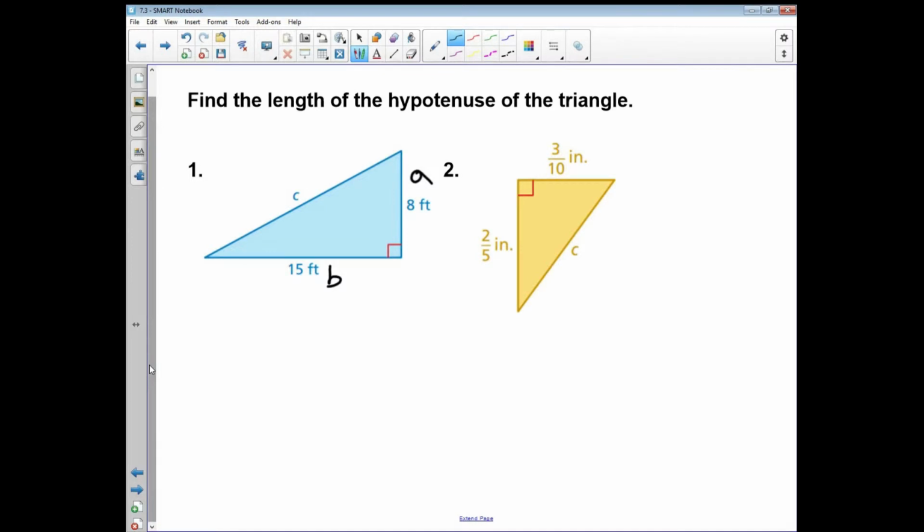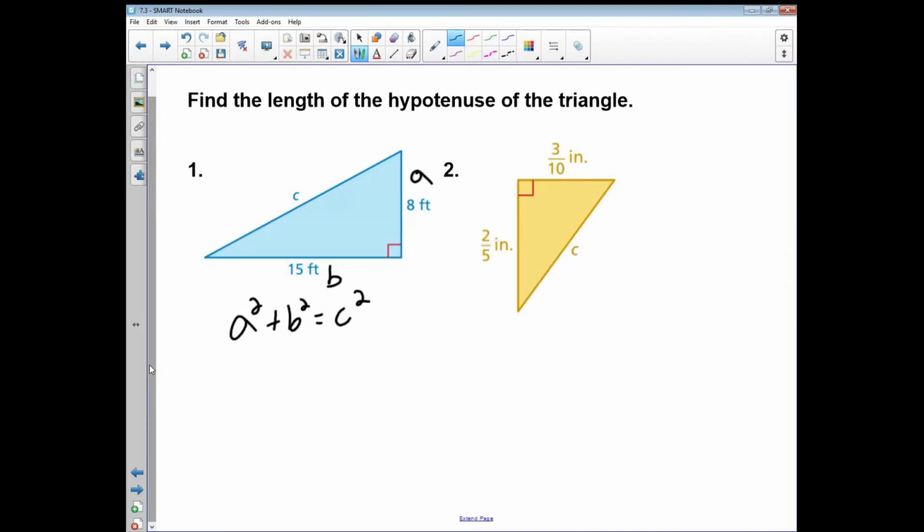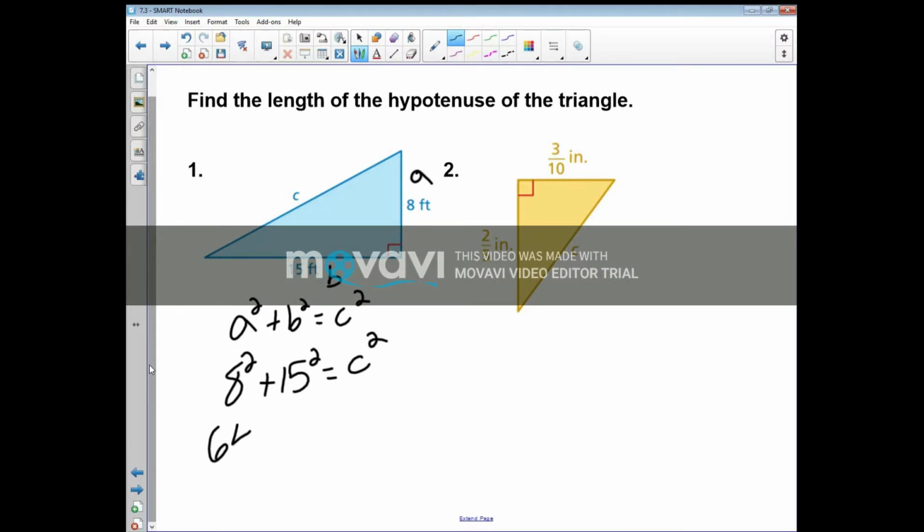So two shortest sides, 8 and 15. So we're going to label those A and B, because again, they come together to make that right angle. So again, since we use the Pythagorean theorem, it's a squared plus b squared equals c squared. So we replace a with 8, we replace b with 15, and we still have c squared. Now we just have to square the numbers, because again, we have to do that first. So 8 squared is 64, and 15 squared is 225.